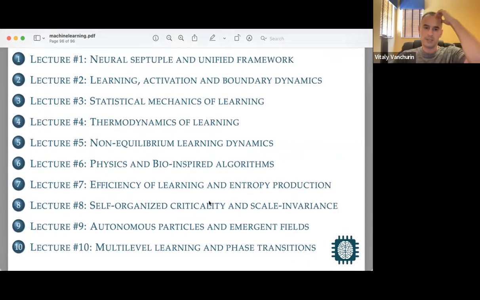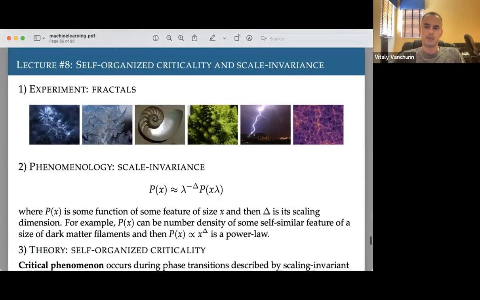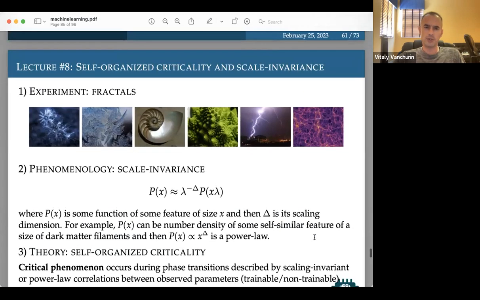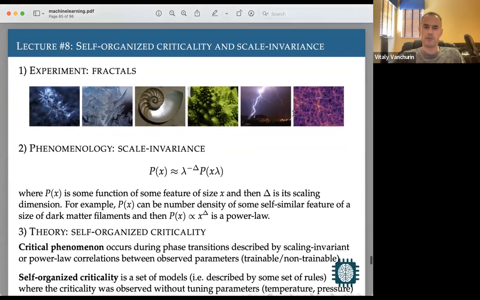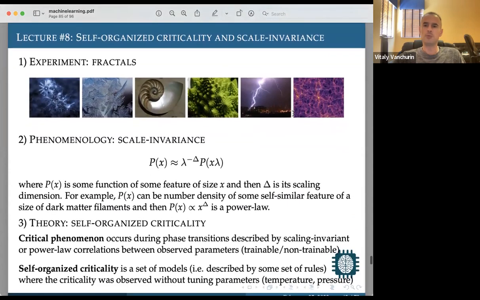All right, so let's get started. We are on lecture 8. Today we're going to study a certain limit of the dynamics of trainable variables, and it is kind of in between the two limits that we already discussed.